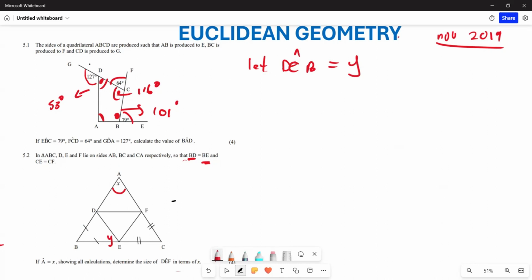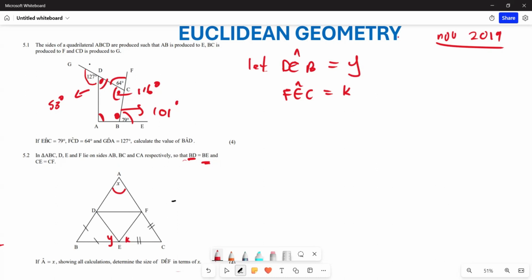And let's say I use another letter and let my angle FEC be equal to k, which means basically this part here is equal to k. What is it that I can do from here?